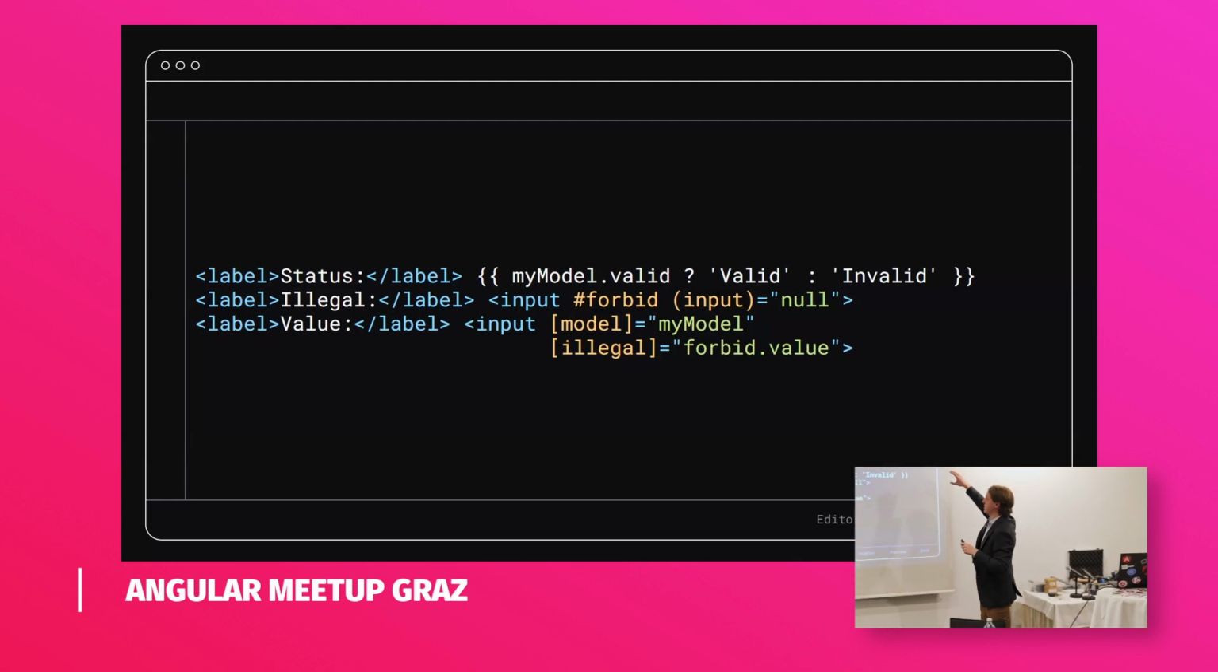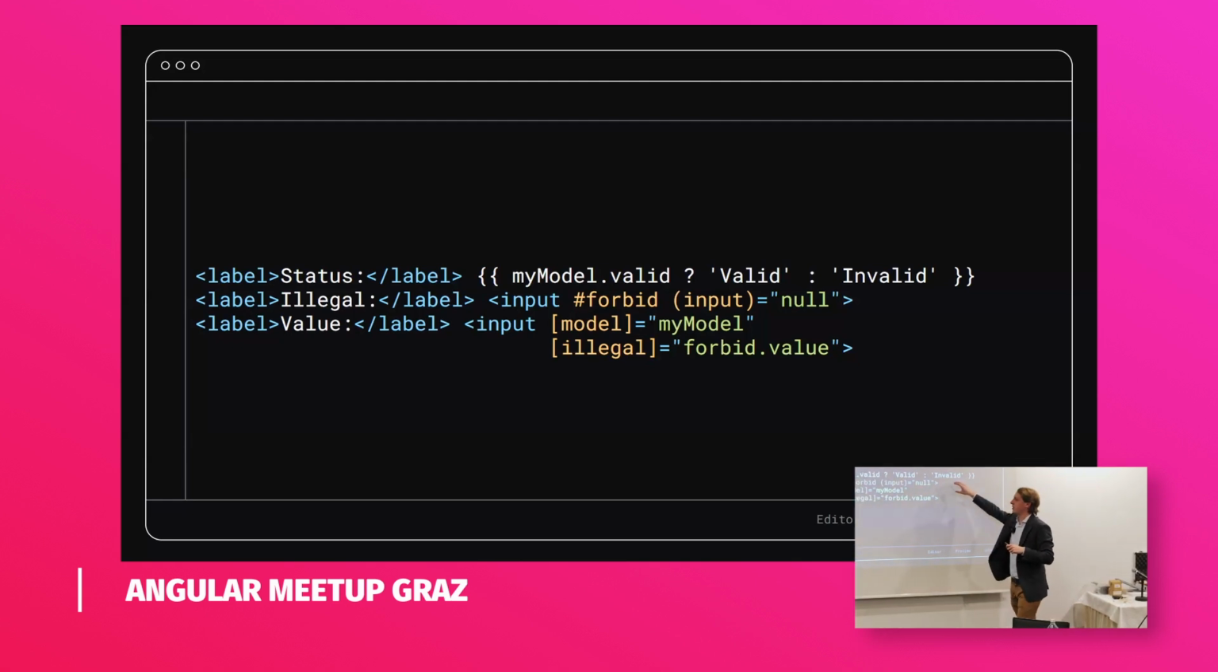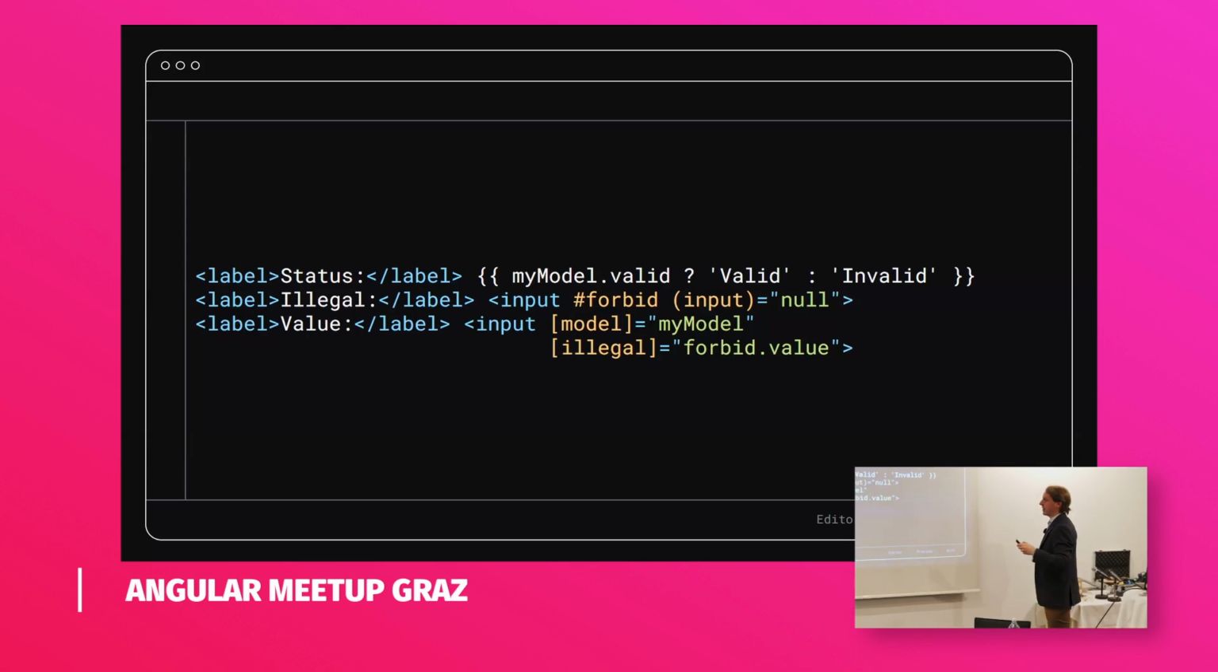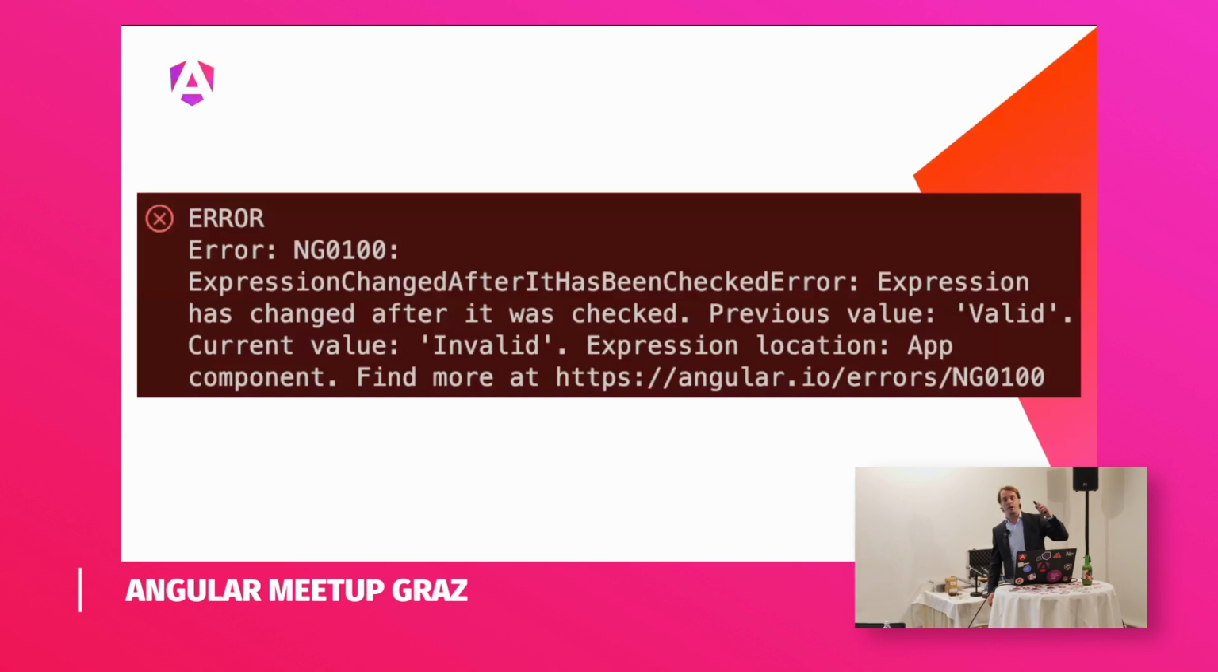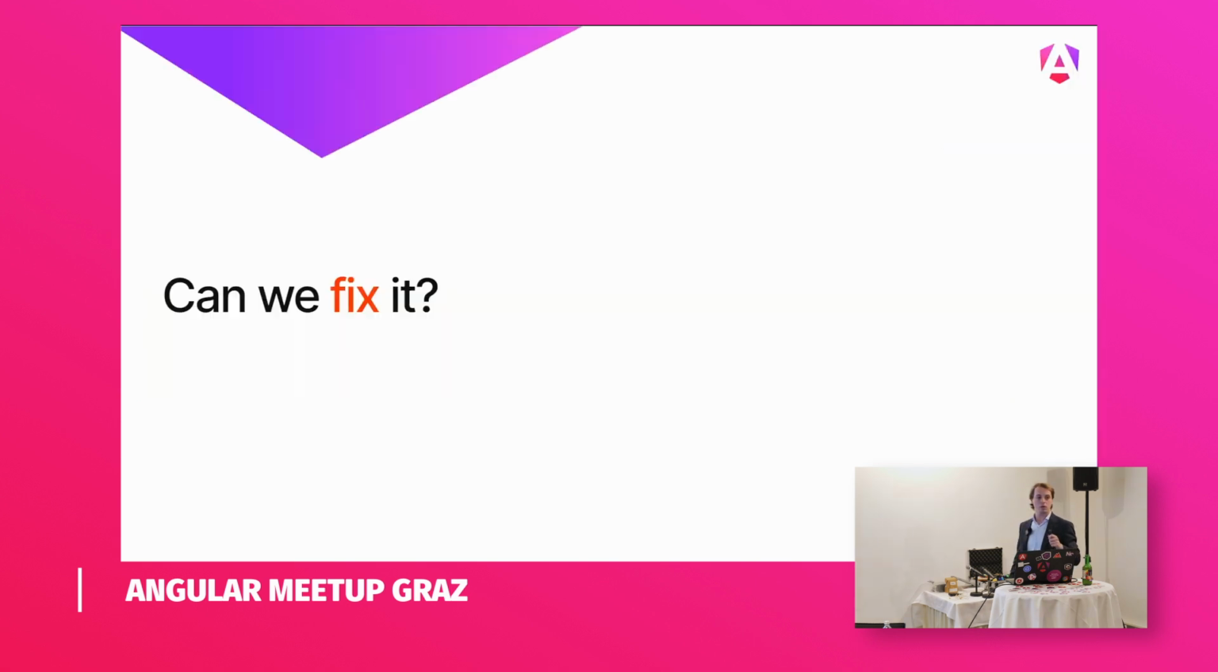We have first the interpolation. We've got the first label where we get the reference, and we put this into the input. The details are not really important. What I wanted to show is that when you modify the forbidden characters, it will trigger the error. So, do you know if we can fix it?